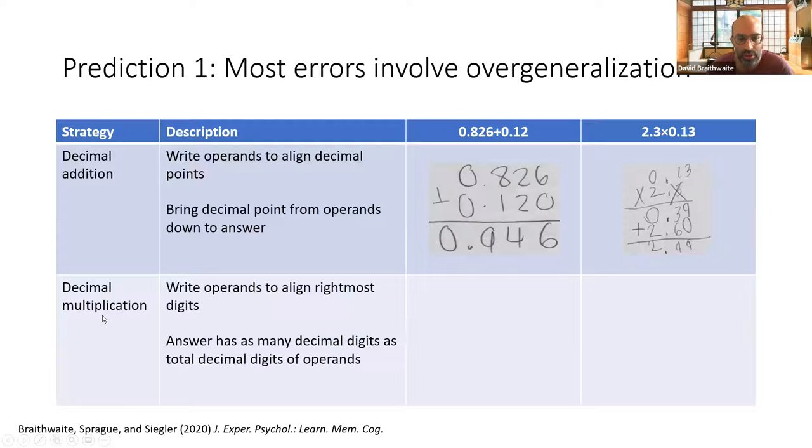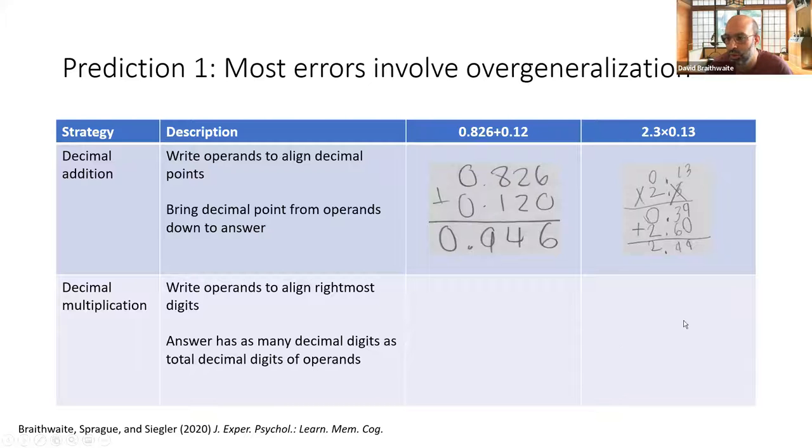As a reminder, the correct strategy that's normally taught in schools for multiplying decimals is to write down the operands so that their rightmost digits align rather than their decimal points. And finally, after calculating, to place the decimal point in the answer so that the answer has as many decimal digits as the total number of decimal digits of the operands.